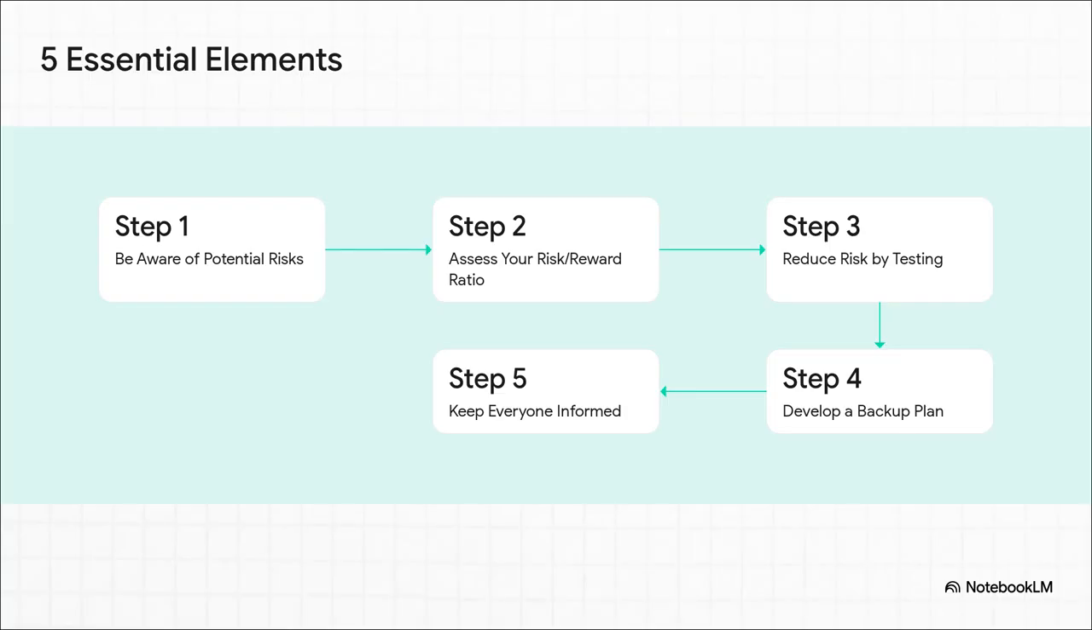This whole framework really just breaks down into 5 key parts. First, you've got to be aware of what could go wrong. Then, you assess if the potential reward is even worth the risk. After that, you test your idea to see if it actually works. You develop a plan B. And finally, and this is a big one, you keep everyone in the loop. We're going to zoom in on a couple of these that are just absolutely vital.